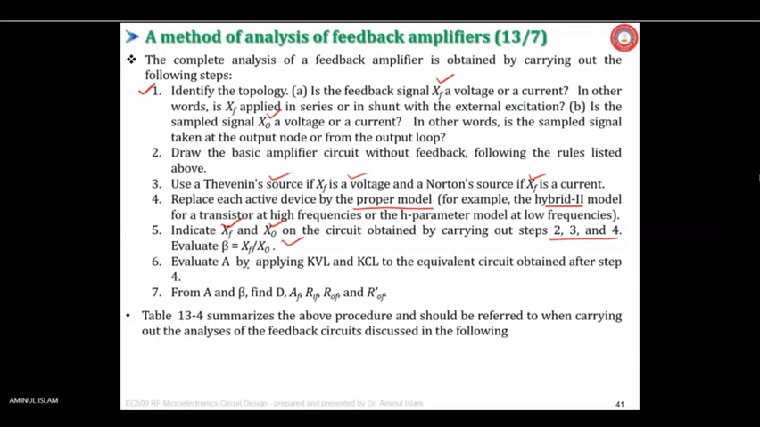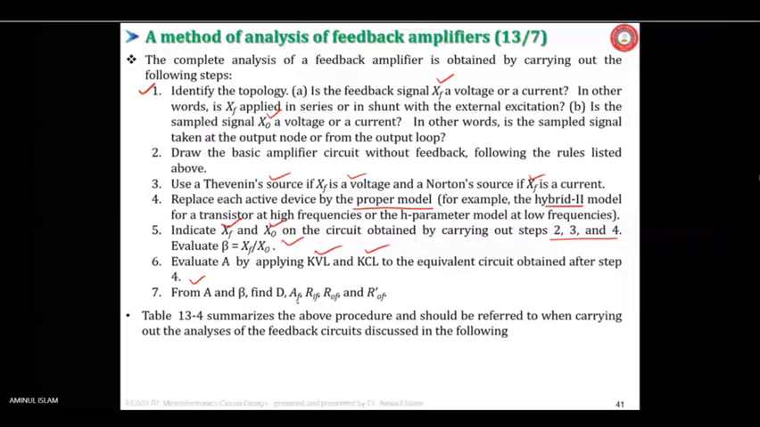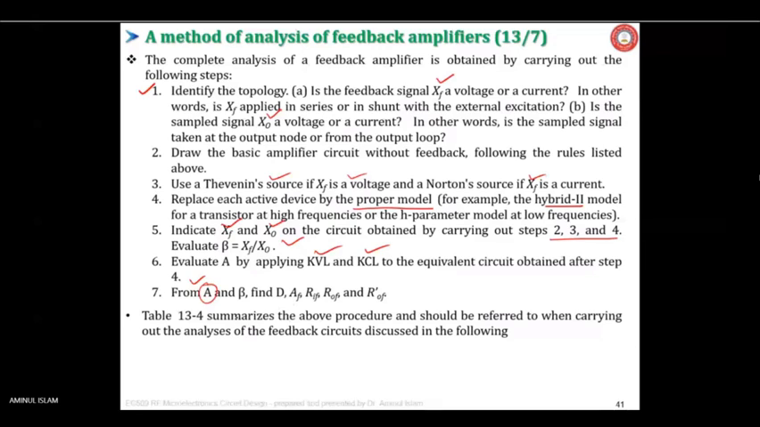Then evaluate A by applying KVL and KCL to the equivalent circuit obtained after step 4. From A and beta, A is the gain of the basic amplifier and beta is the gain of the feedback network. Okay, you can say this is nothing but gain: the output voltage of the beta network divided by its input voltage. You can think of it as a kind of gain only.